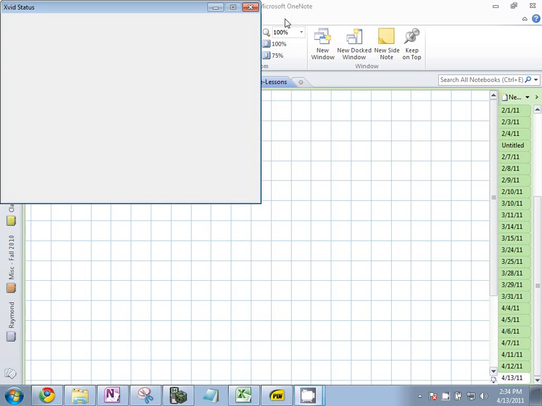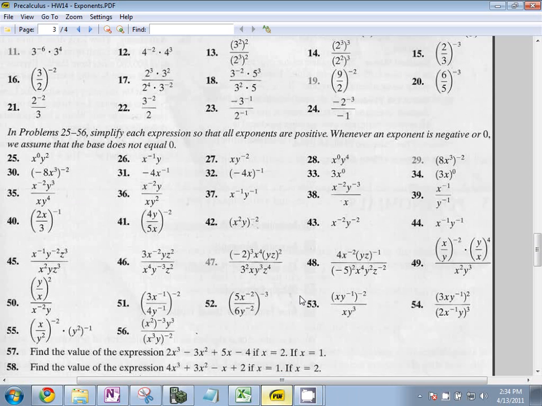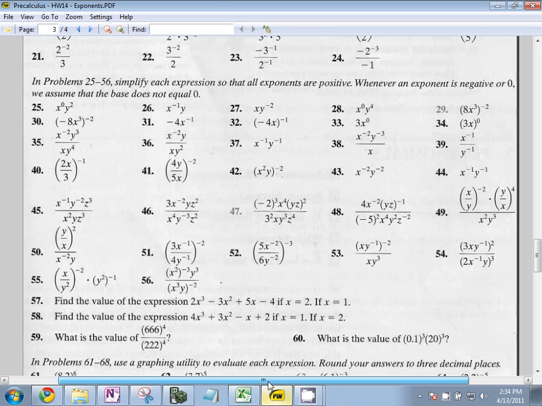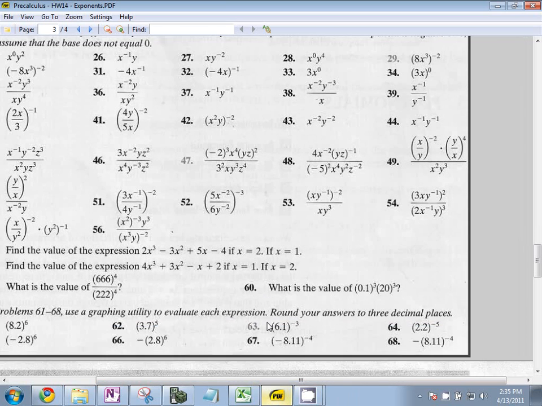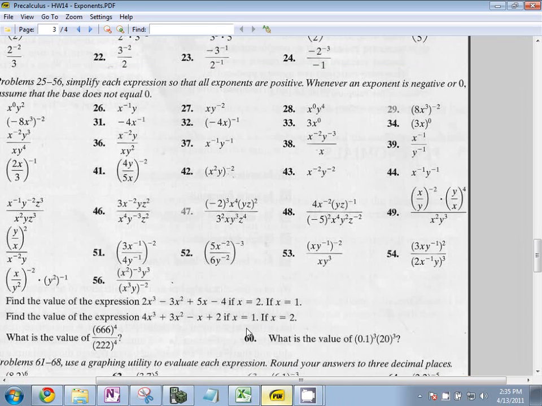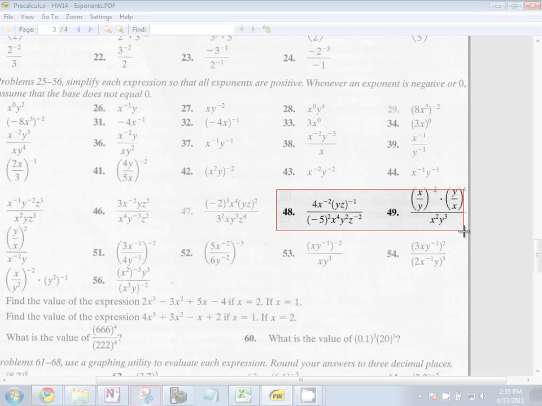So, what did you pick out as maybe the hardest two, or hardest one? 46. No, 47. How about 48 and 49? Yep, 49 is a good one.